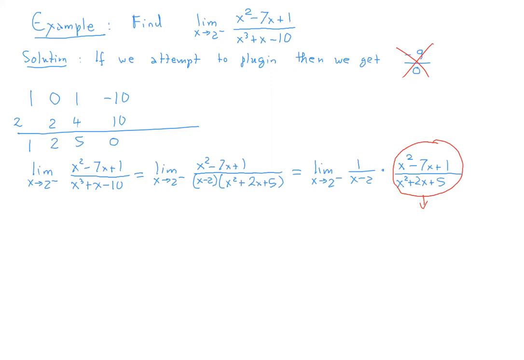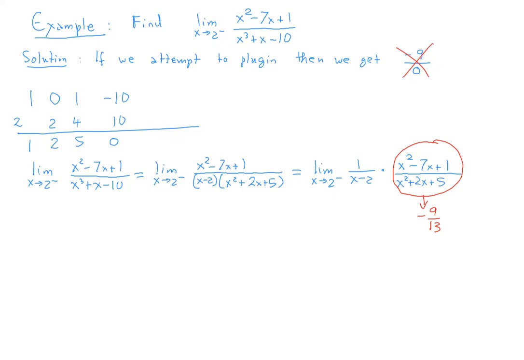On the top, you get minus 9. On the bottom, you get 13, right? So it will approach negative 9 over 13. And the truth is that it doesn't really matter that it's negative 9 over 13. What really matters is that it's a negative number, as we're going to see.